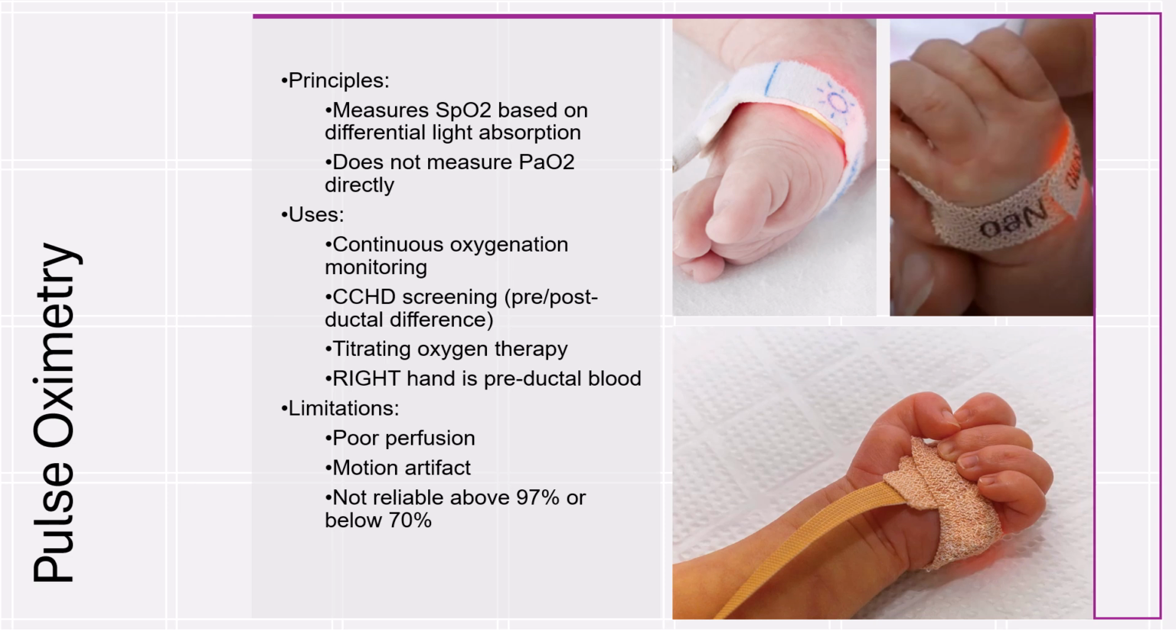Key limitations include poor accuracy during poor perfusion states, motion artifact, and reduced reliability at very high, greater than 97%, or very low, less than 70% saturations. The exam may test these principles and the clinical applications of pulse oximetry, particularly its role in CCHD screening protocols.